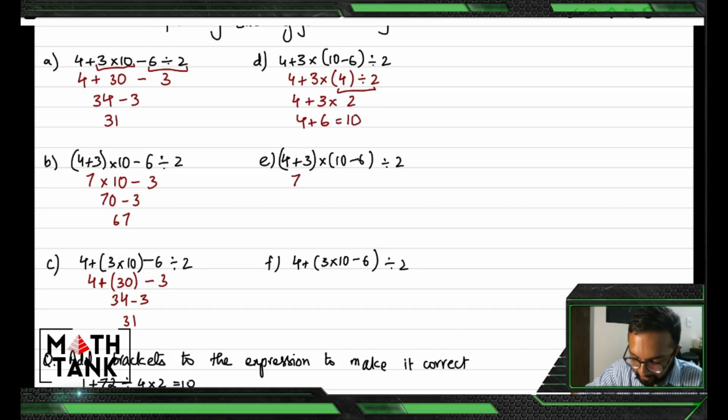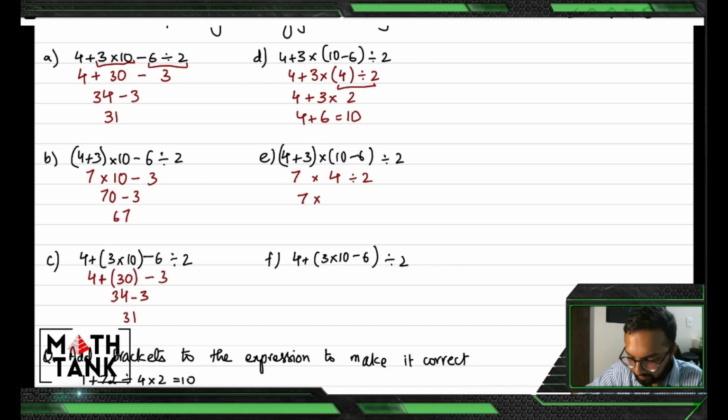Then let's simplify this. 7 into 4 divided by 2. So 4 divided by 2 first. So that gives me 4 divided by 2 is 2. 7 times 2 is 14.